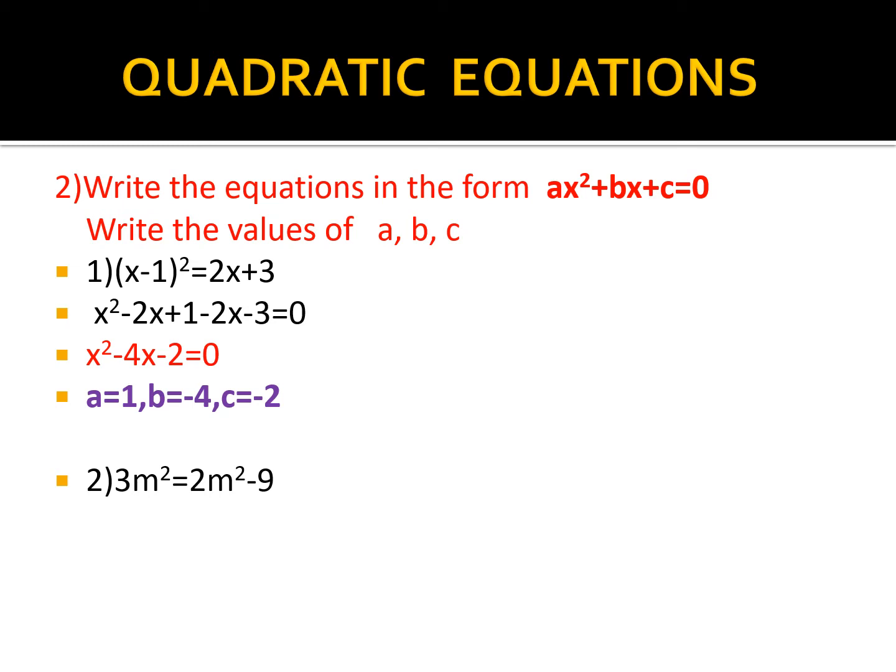3m squared is equal to 2m squared minus 9. Bringing all the terms to one side, we get 3m squared minus 2m squared, and minus 9 becomes plus 9, is equal to 0. Simplifying this further, 3m squared minus 2m squared gives m squared plus 9 is equal to 0. When we compare this with the general equation, the coefficient of m squared is 1, therefore a is equal to 1. There is no term containing m, therefore b is equal to 0, and the constant c is equal to 9.